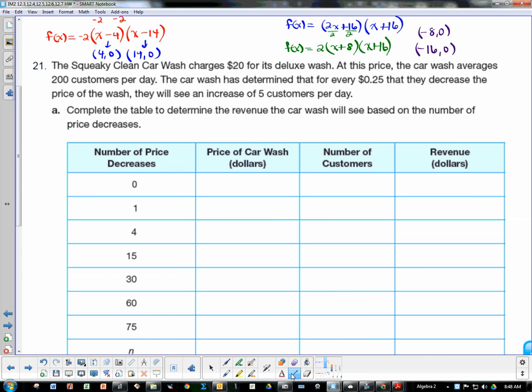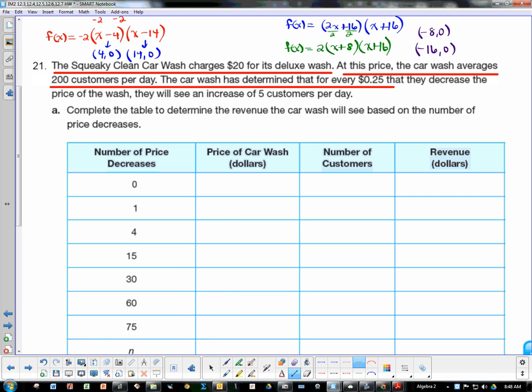All right, we're at a point where we're going to cover a critical problem. It says the Squeaky Clean Car Wash charges $20 for its deluxe wash. At this price, the car wash averages 200 customers per day. The car wash has determined that for every 25 cents they decrease the price of the wash, they will see an increase of 5 customers per day.